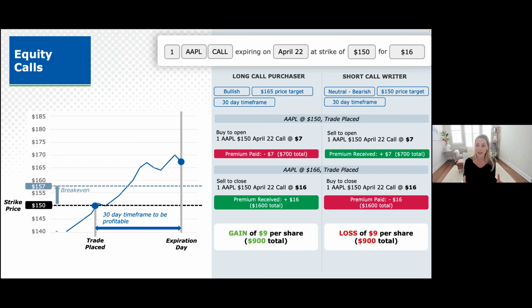There are lots of ways to say that, but it's essentially what the right contains. So right to buy at 150, we can sell at the market at 166. That's at least value of $16 or $1,600 total. So there's a gain of $900 on the long call purchaser. They lost that $1 because of the $2 decay. And then same with the short call writer, that actually helped them in this scenario because they benefit from time decay.